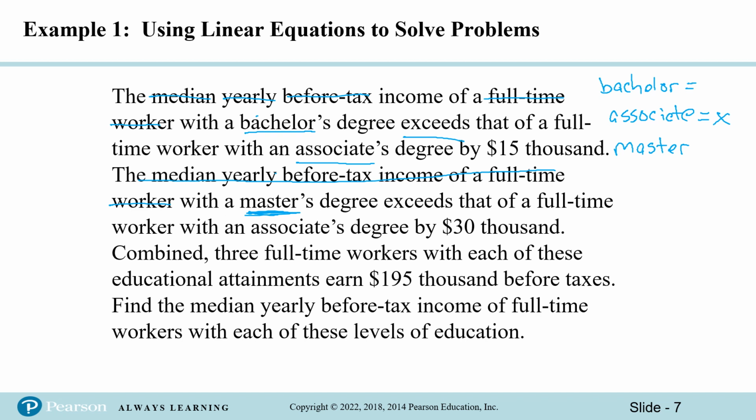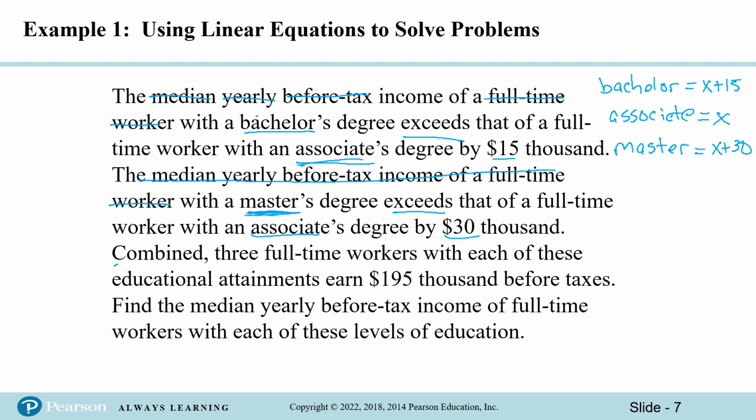We're going to write the bachelor's degree in terms of X. What does that mean? Well, it exceeds, is more than the associate's degree by 15,000. So if I take my associate's degree X and add 15,000, everything's going to be in thousands, then that would be how much the bachelor's degree makes. And in a similar way, a master's degree exceeds, is more than, an associate's by 30. So we take our associates and we add 30.